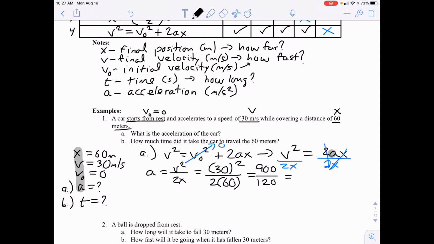I'm going to go ahead and pause the video, try and plug that in your calculator yourself. Okay, let's see what you got. We should have gotten an acceleration of about 7.5 meters per second squared.